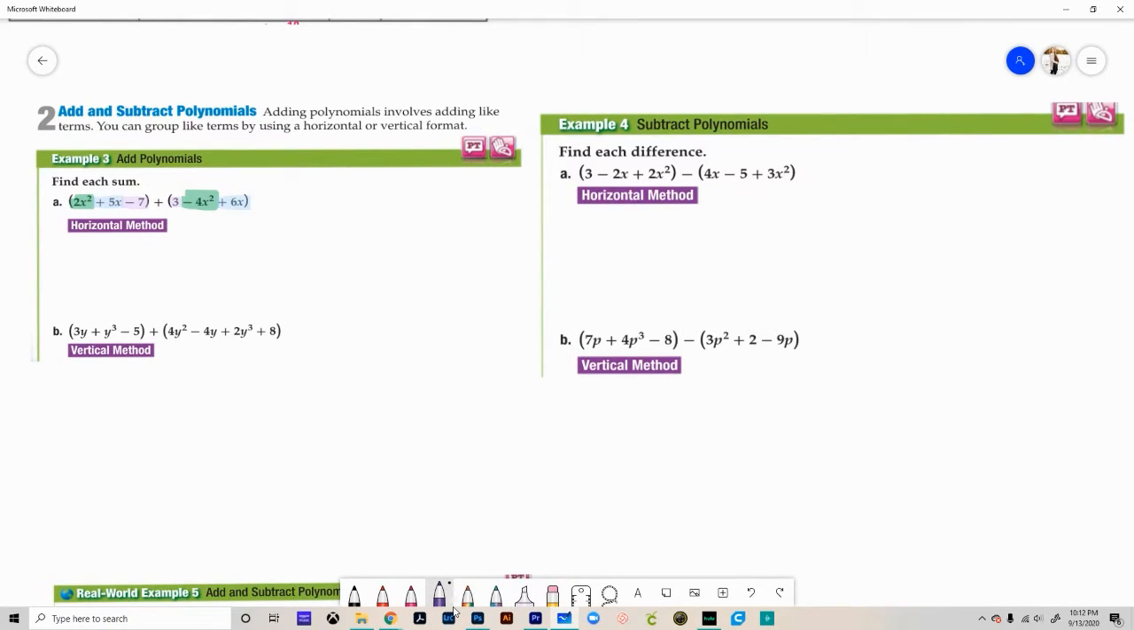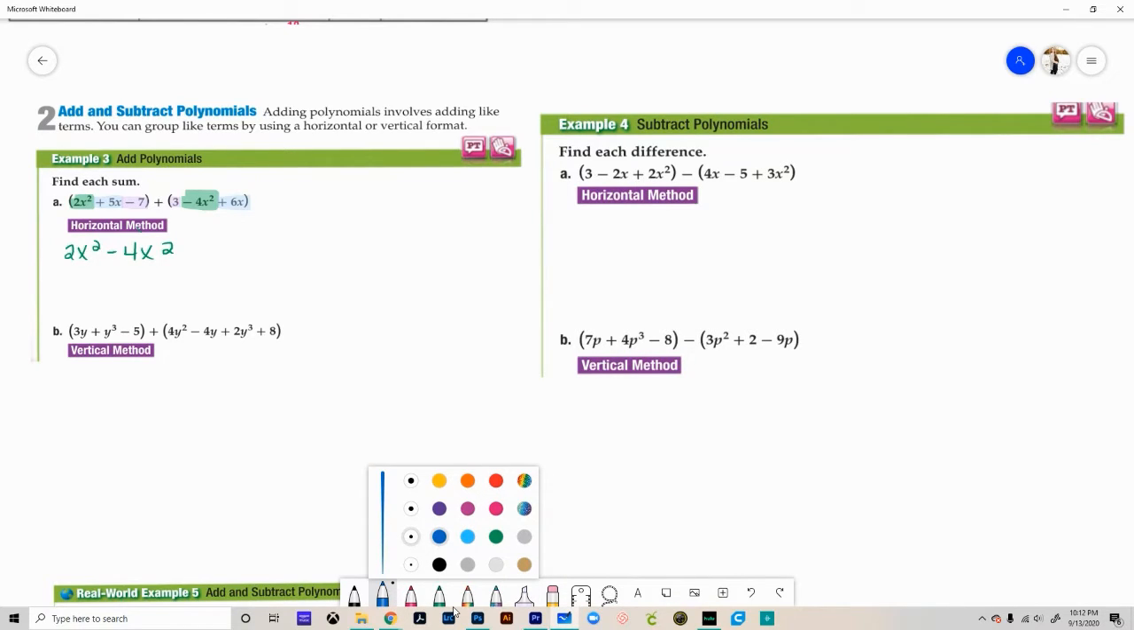So when I go through, I'm going to group, I'm going to get way too colorful with this, but I'm going to group my 2x squared minus 4x squared. And then I've got, what, blue now? I'm going to turn this one into blue.